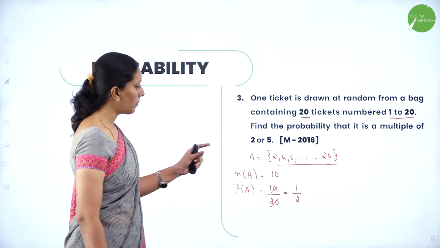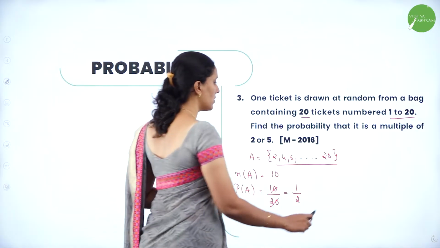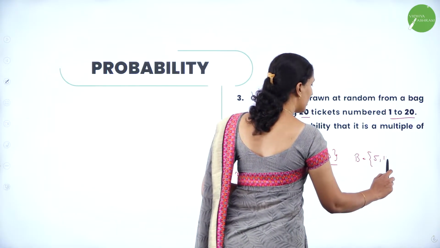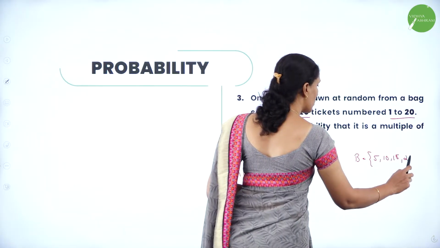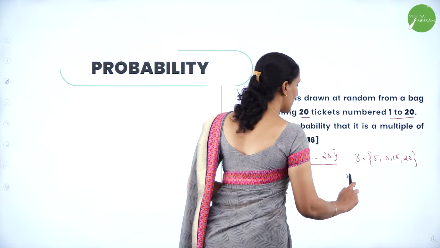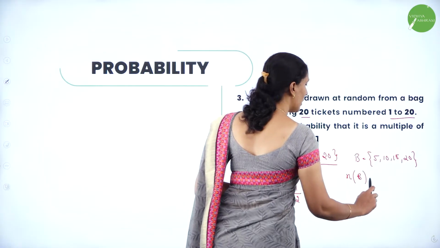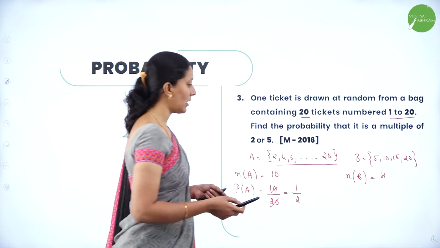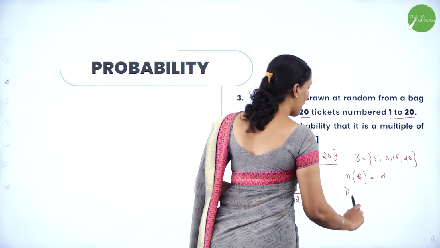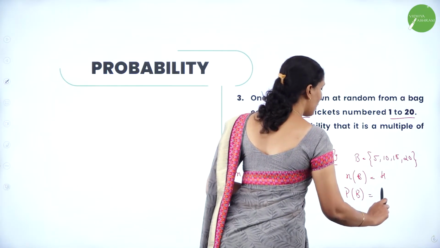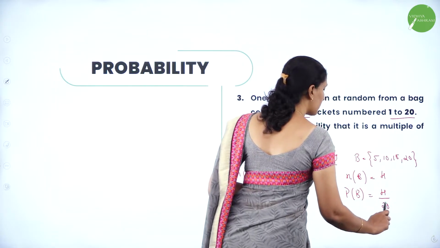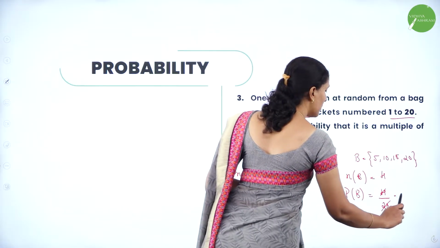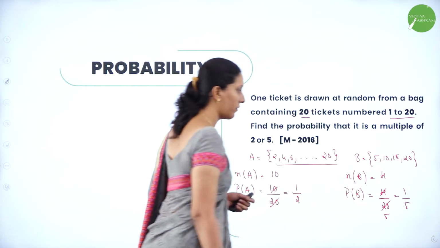Next, we will check the probability of 5 here. So let me consider it as set B. So that is 5, 10, 15, 20. So we have only 4 tickets. So that means the cardinality of B is 4. Cardinality is nothing but the number of elements inside the set. So therefore here the probability of B will be 4 by 20, which you will get as 1 by 5.